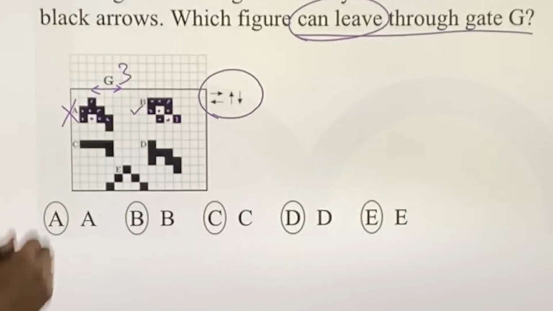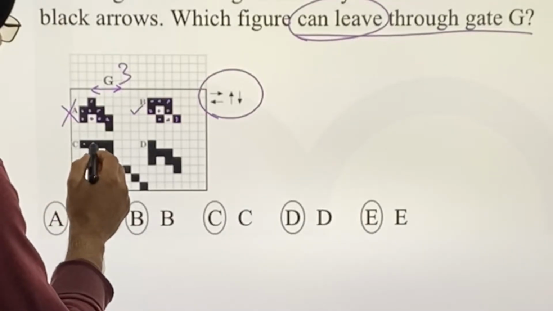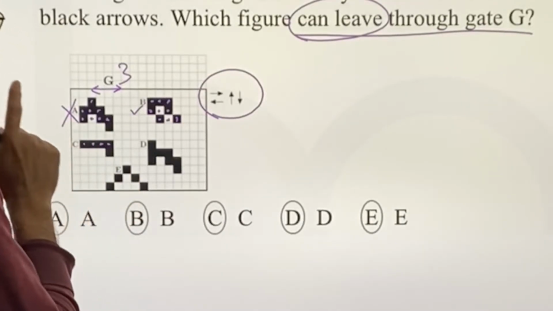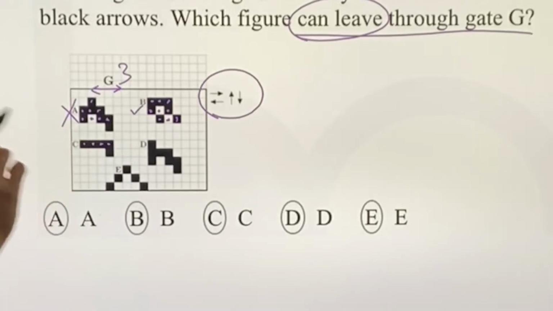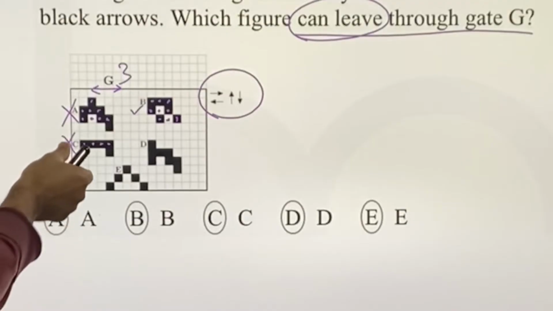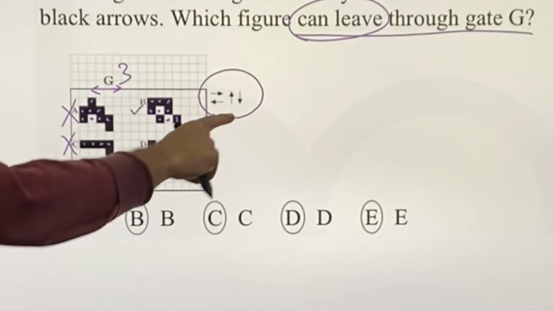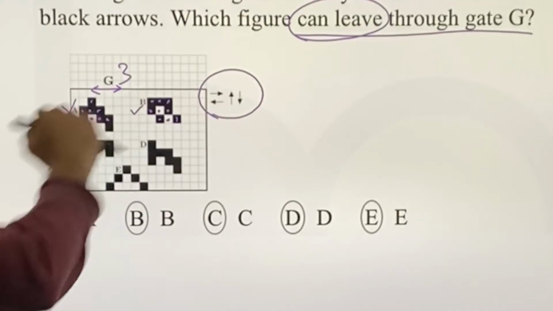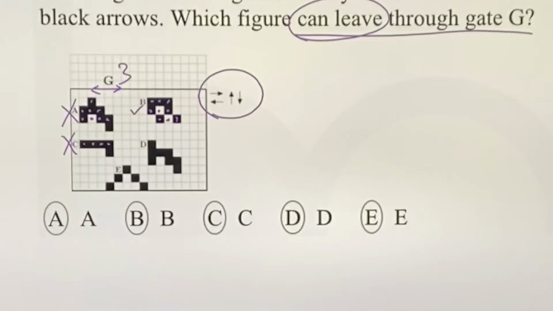Let's check C. C has 1, 2, 3, 4, so it is 4 units wide. That cannot fit through gate G, so C is not going to work. Remember, I cannot flip. That is not one of the allowed moves, right? So I cannot flip.